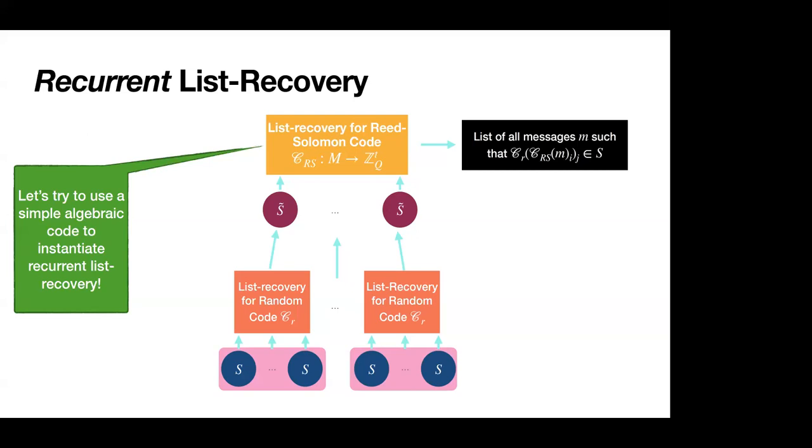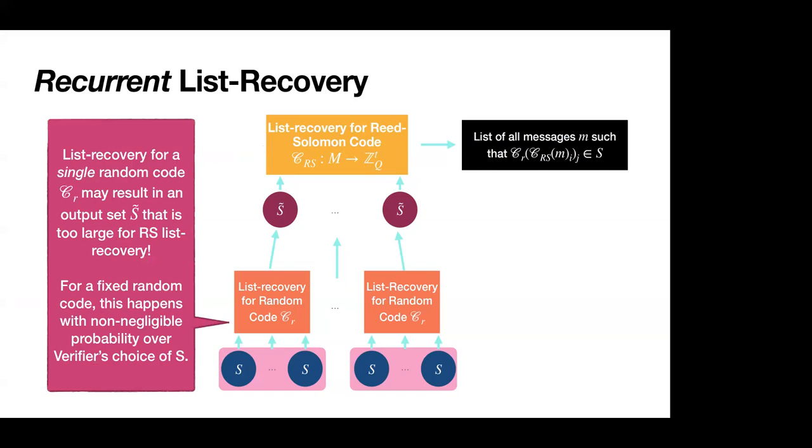And let's try to instantiate recurrent list recoverability with the simplest algebraic code we can think of. Let's just use the Reed-Solomon code. And we actually run into an issue, instantiating recurrent list recoverability and viewing it from the lens of general list recoverability, in the sense that list recoverability for a single code may result in an output set S tilde that's too large for the Reed-Solomon list recoverability. And for a fixed random code, this happens with non-negligible probability over the prover's choice of S. It's not the verifier's choice, that's a typo.